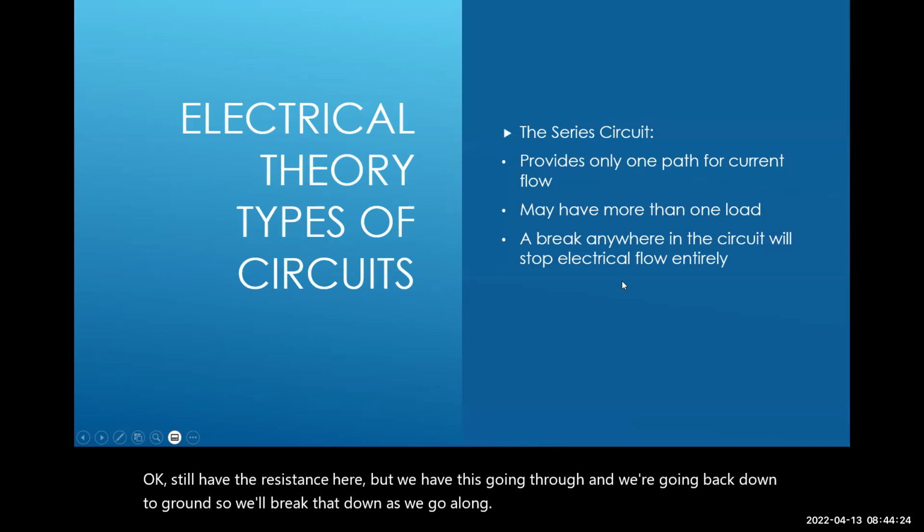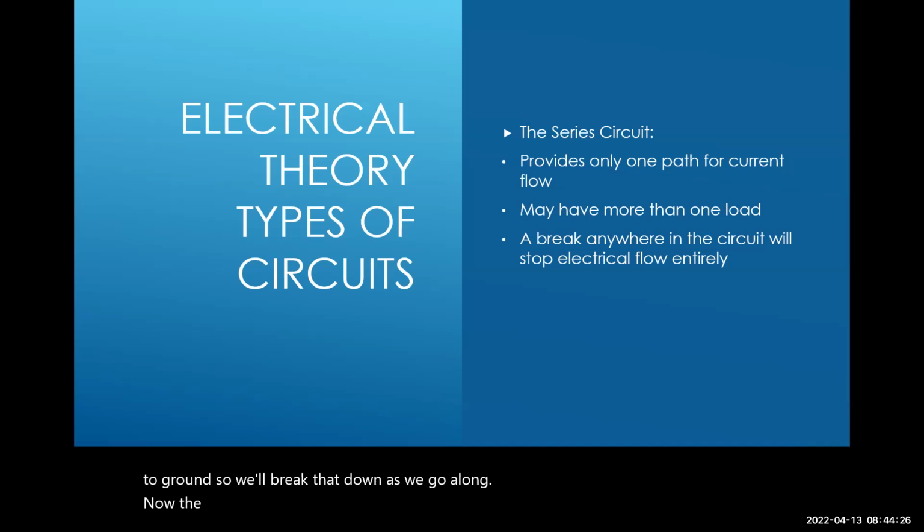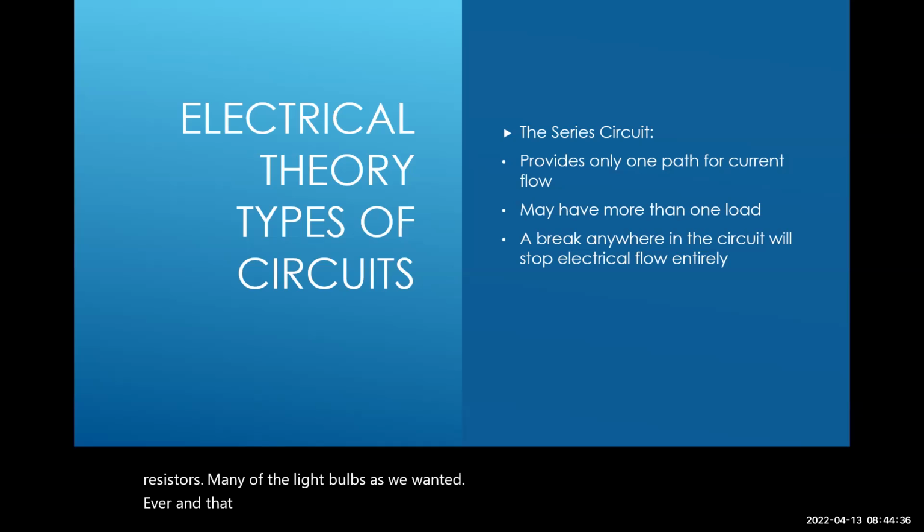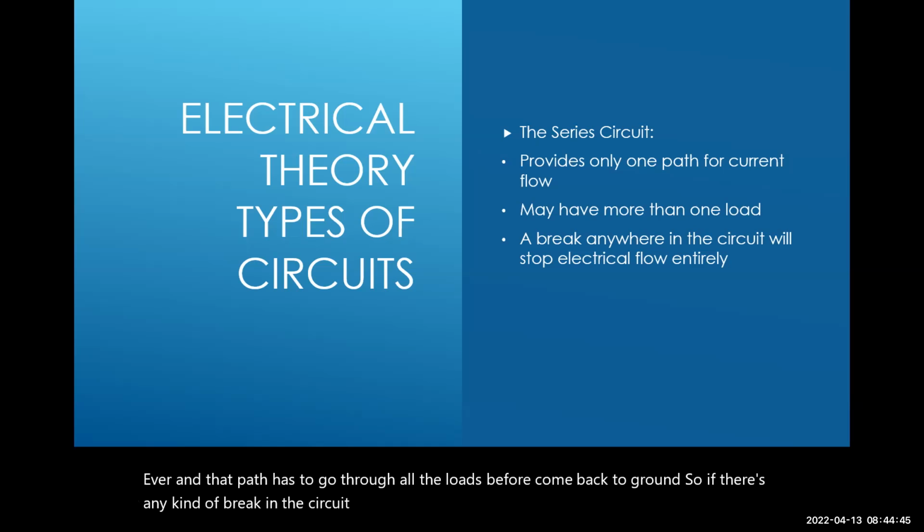Now the series circuit provides one path all the way across. We could put as many resistors or light bulbs as we wanted, and that path has to go through all the loads before it comes back to ground. So if there's any kind of break in the circuit anywhere, the current can't flow, and we have nothing coming on. You can see the importance of that.